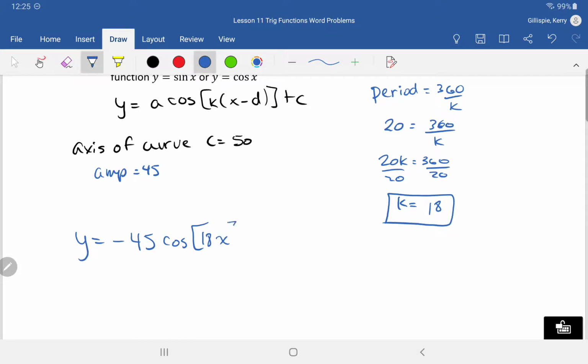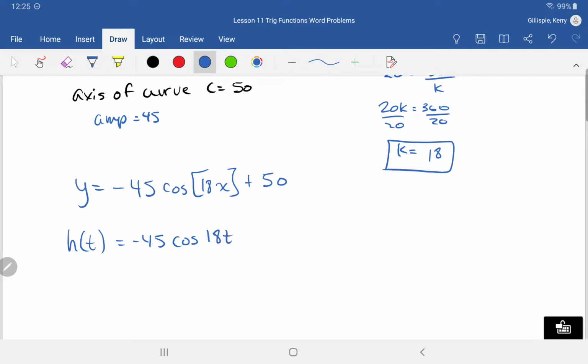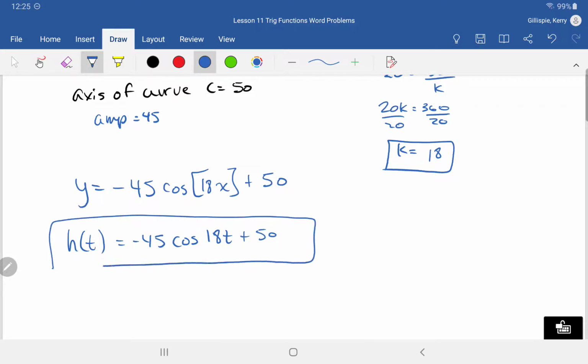and actually I'm going to change that in a second. I want to use t for time. Let's turn this into a little bit more of a function. Remember, this is the height of the rider at a certain time, equals negative 45 cos of 18t plus 50, where t is the time in seconds and h is the height in meters. So there is your equation.